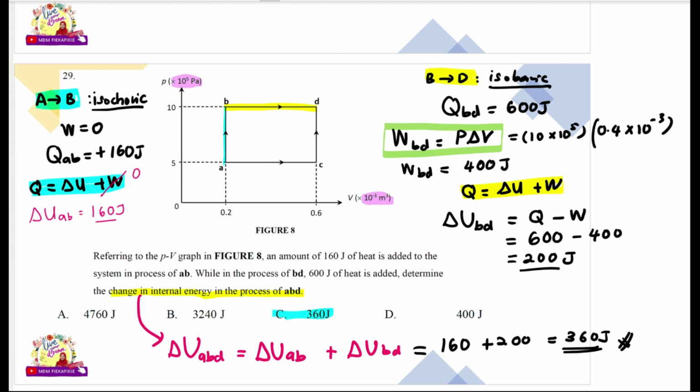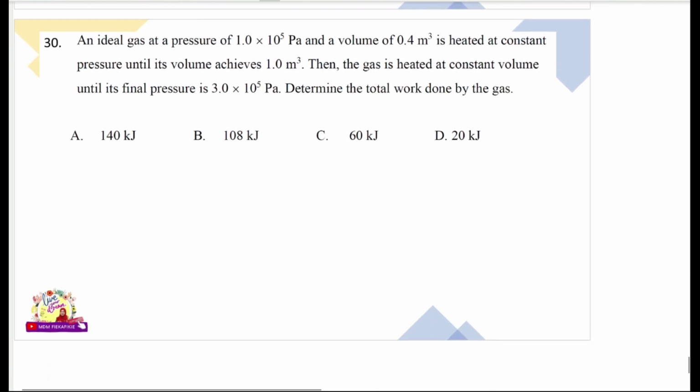Okay, and the last question for set 4. Yay, dah nak habis dah. Okay, so we have an ideal gas at a pressure of 1 exponent 5 Pascal. So P, okay, this is given, P and the volume is given. Is heated at constant pressure until its volume achieve 1 meter cube. So the first process is constant pressure. Okay, so constant pressure. So this one is isobaric.